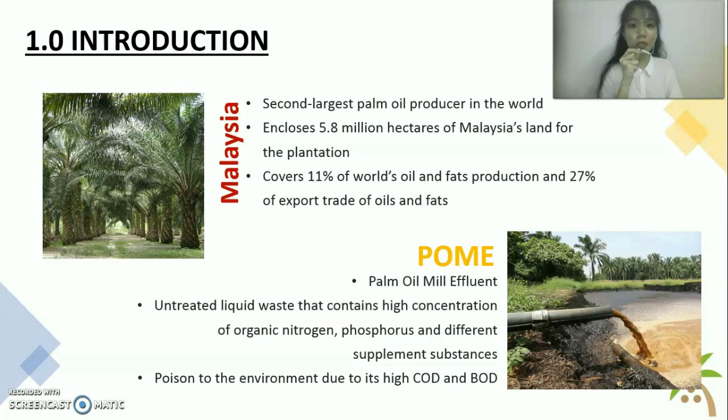Malaysia is known as the second largest palm oil producer in the world, after Indonesia. The palm oil plantation encloses 5.8 million hectares of Malaysia land. The production covers 11% of oils and fats production in the world and 27% of export trade of oils and fats. POME is actually from the full name Palm Oil Mill Effluent. It is an untreated liquid waste that contains high concentration of organic nitrogen, phosphorus, and different supplement substances. It is poison to the environment because of its high COD and BOD.